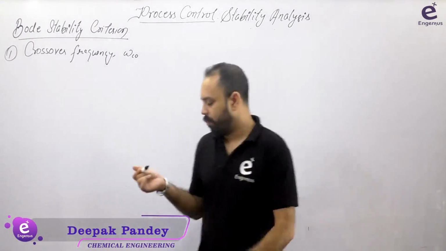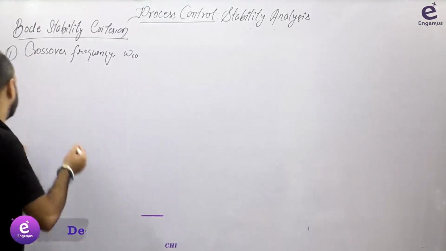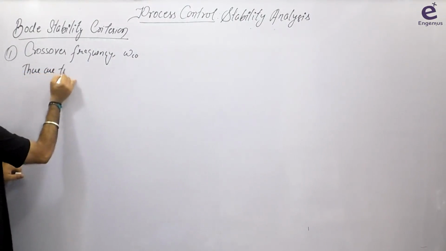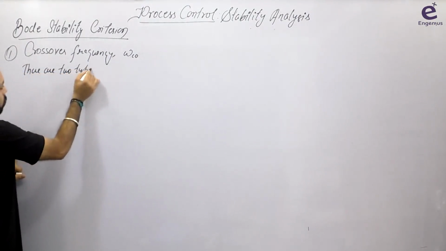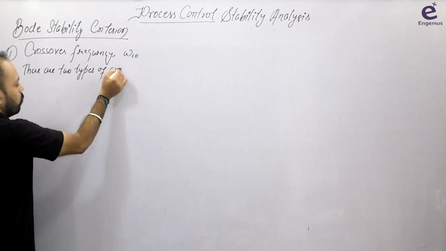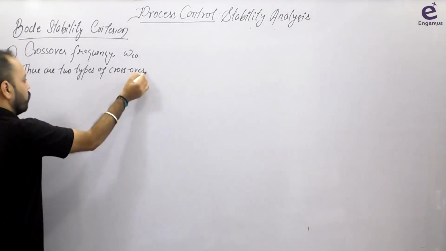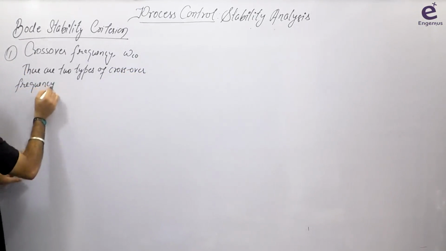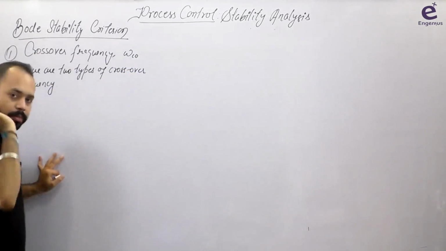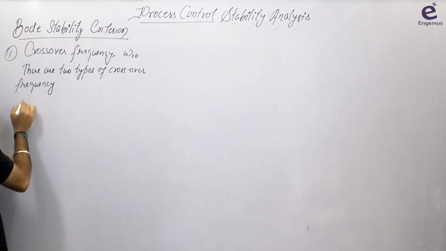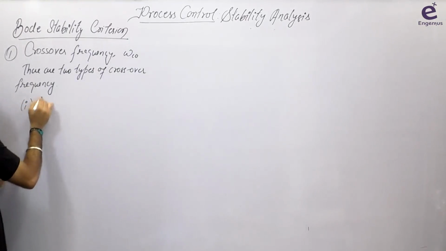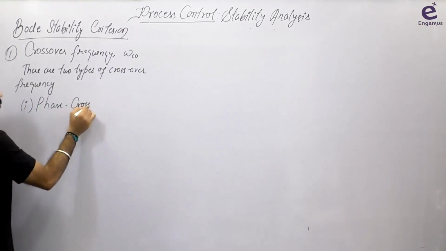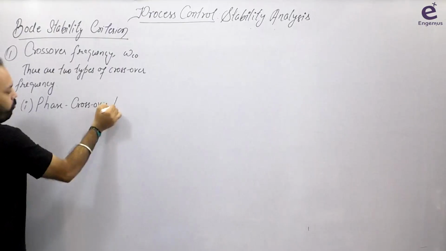Write down that there are two types of crossover frequency. There are two types of crossover frequency. The first one is called phase crossover frequency.